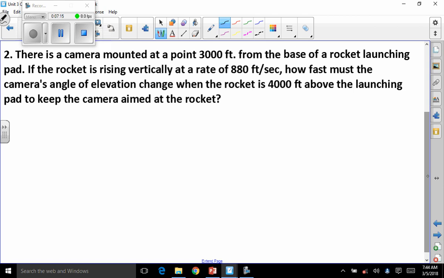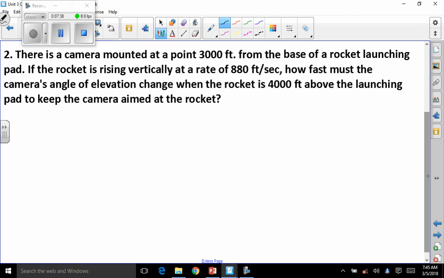And number 2, it says there's a camera mounted at a point 3,000 feet from the base of a rocket launching pad. If the rocket is rising vertically at a rate of 880 feet per second, how fast must the camera's angle of elevation change when the rocket is 4,000 feet above the launching pad to keep the camera aimed at the rocket? So we need to draw a picture, yes? What do we start with? What's in the first sentence?